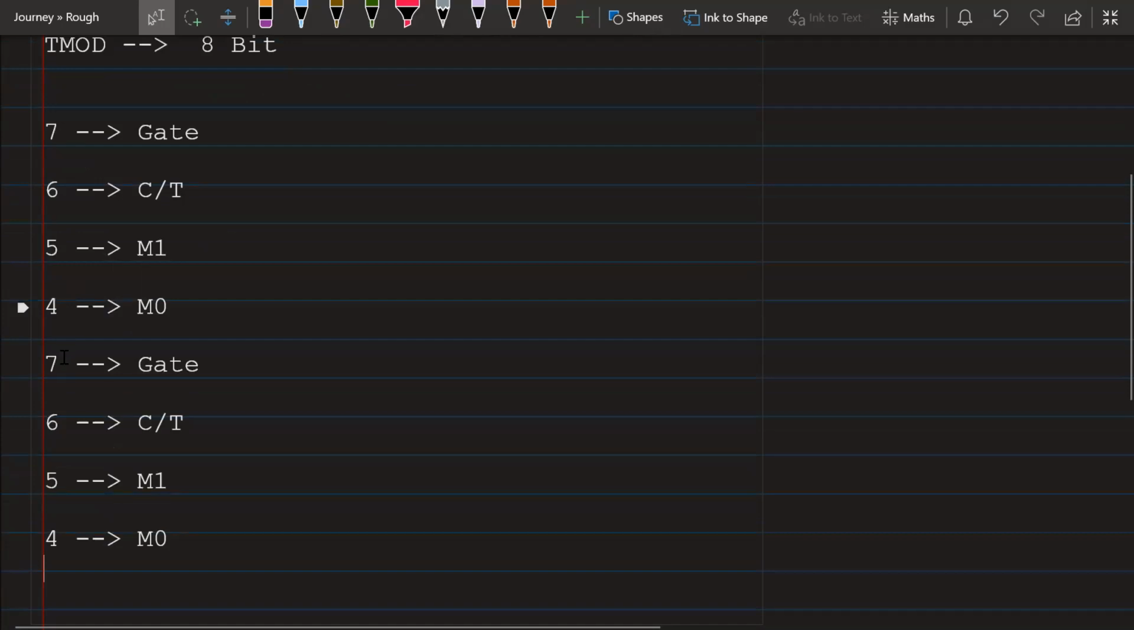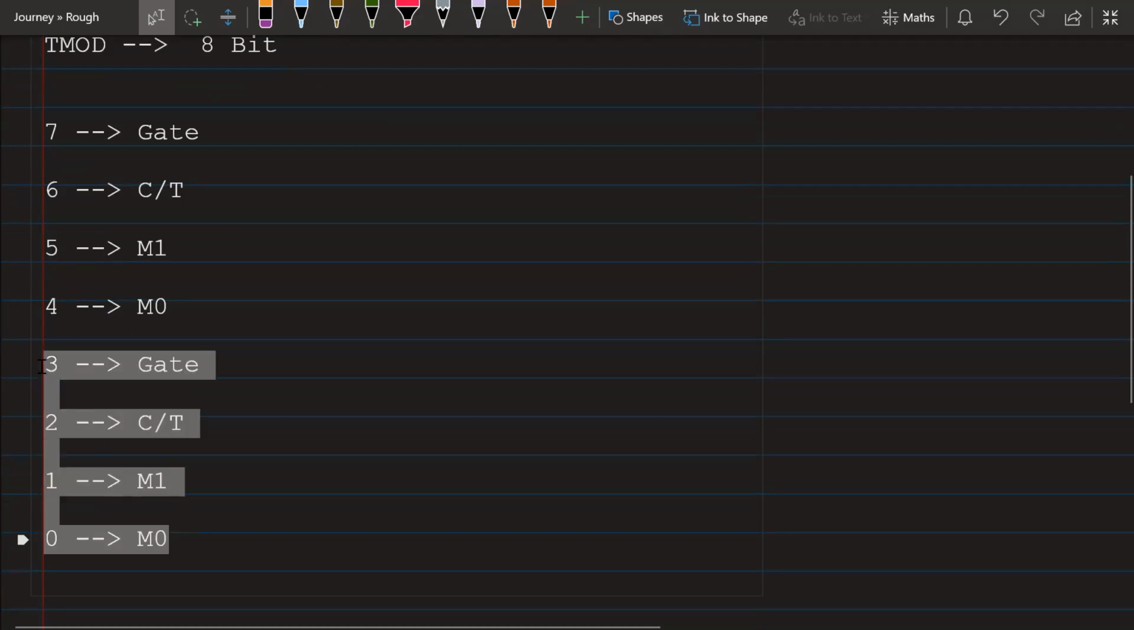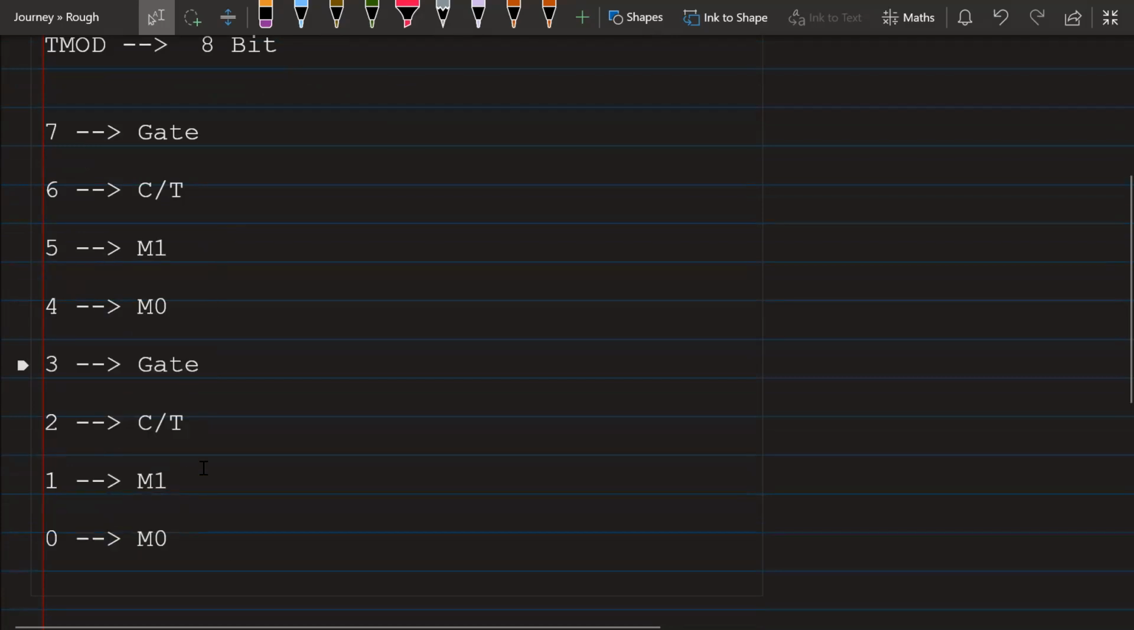In the same way, the next 4 bits, 3, 2, 1, 0, are for the next timer. The upper 4 bits are for timer 1, and the lower 4 bits are for timer 0. But the operations are the same.